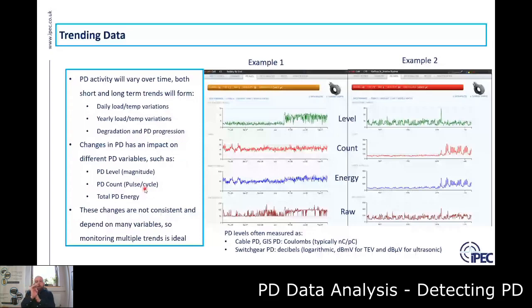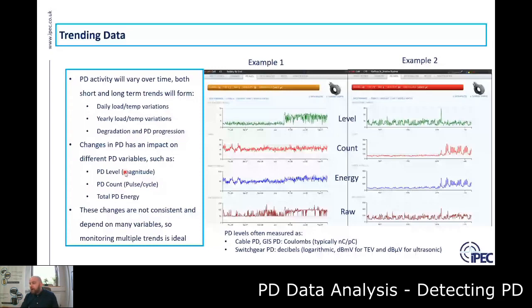Let's not forget, we're looking at a unique defect point in insulation. And every time a PD occurs, that can change. And how that defect will progress depends on the material that we're looking at, depends on the defect type, depends on the load and temperature variations of the asset, depends upon the manufacturing type and all these aspects. And so how a PD progresses over time really varies depending upon factors that are outside of our control, factors that we won't know. And so we get a change of PD level, count, and energy, maybe in different aspects.